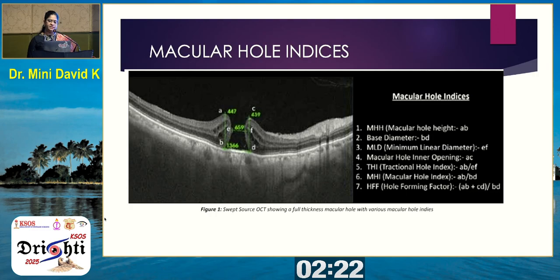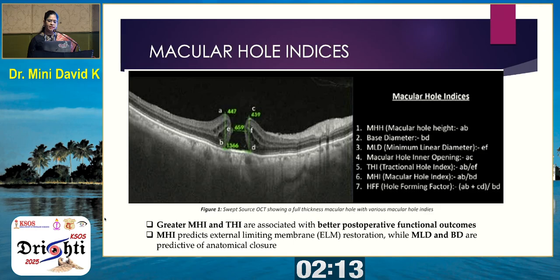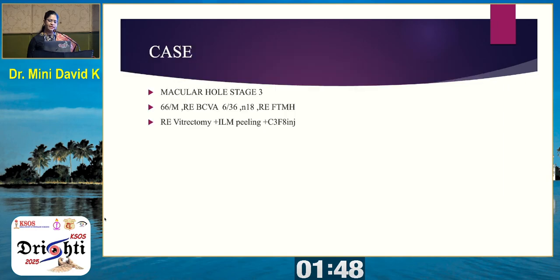Something about the macular hole indices: macular hole height, basal diameter, minimum linear diameter, and macular hole inner opening. The tractional hole index and macular hole index are the main things we look at. Tractional hole index is macular hole height divided by the minimum linear diameter, and the macular hole index is macular hole height divided by the basal diameter. Greater MHI and THI are associated with better postoperative functional outcomes, and MHI predicts external limiting membrane restoration, while minimal linear diameter and basal diameter are predictive of anatomical closure.